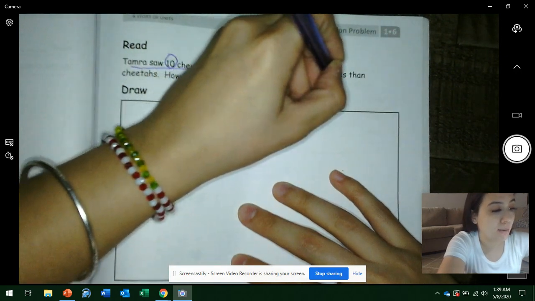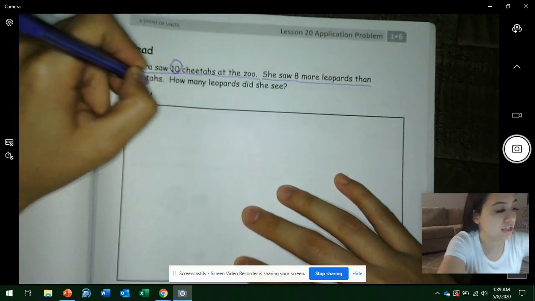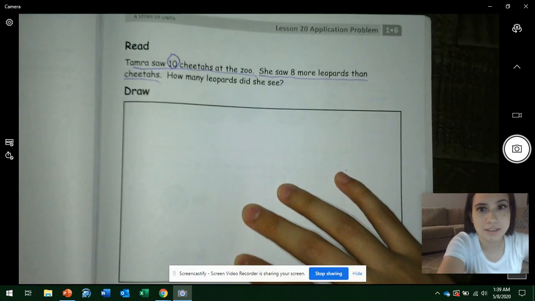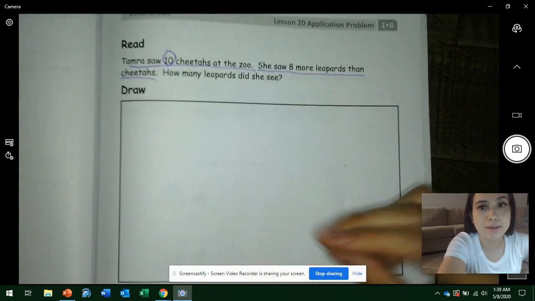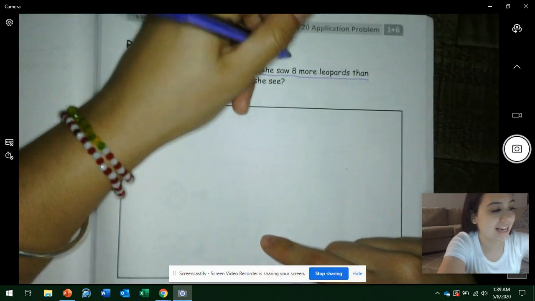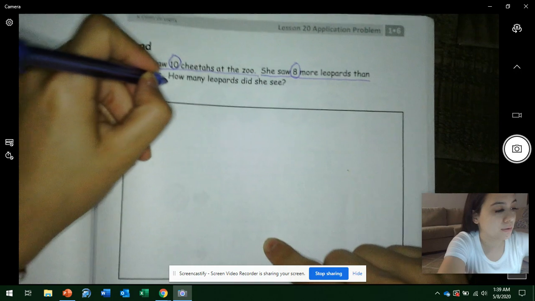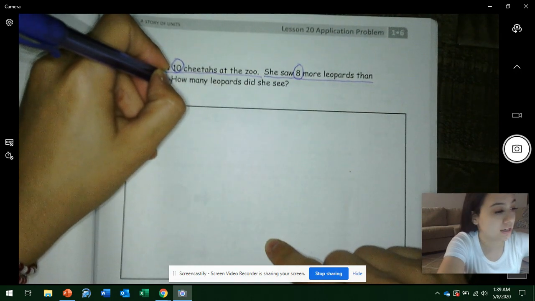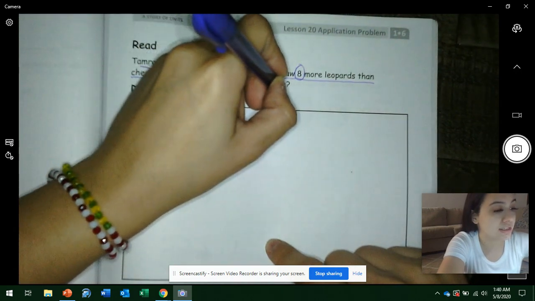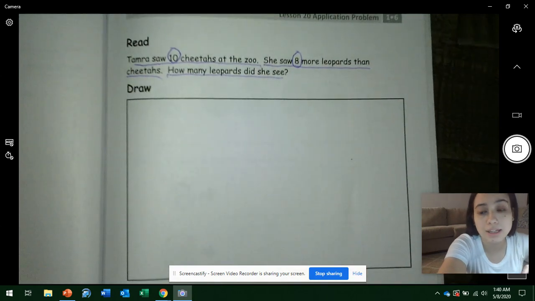She saw 8 more leopards than cheetahs. How many more leopards than cheetahs did she see? Get ready. Yes, 8. So let's circle our question. Let's underline our question. How many leopards did she see? So we want to find out how many leopards she saw.